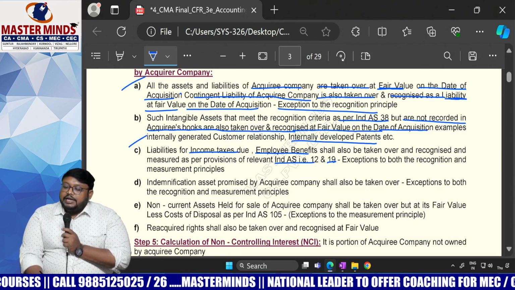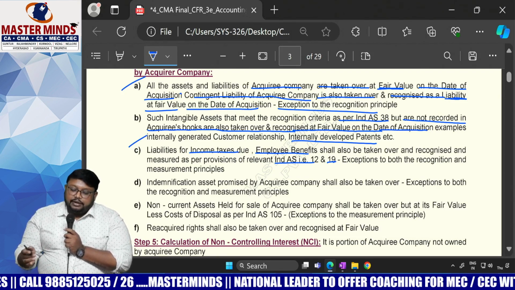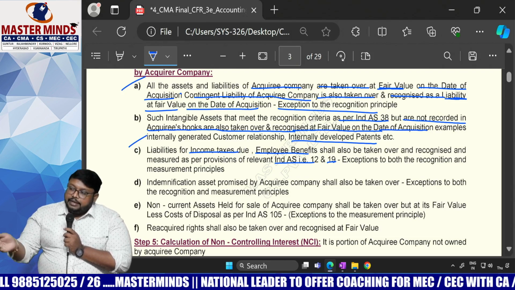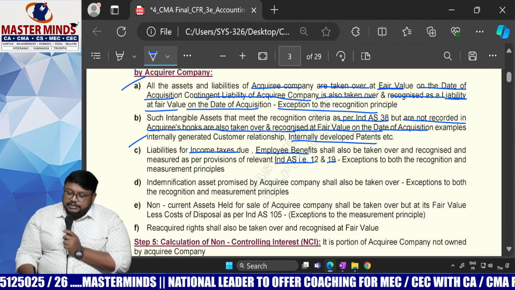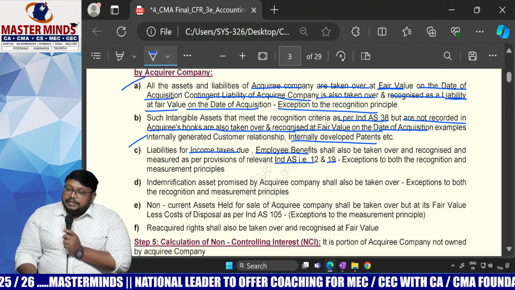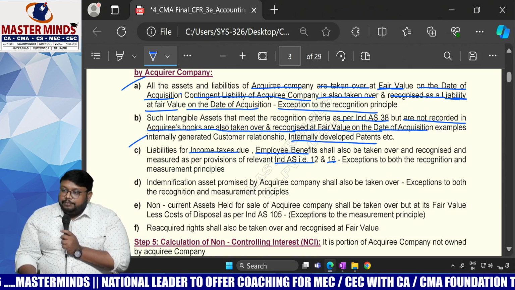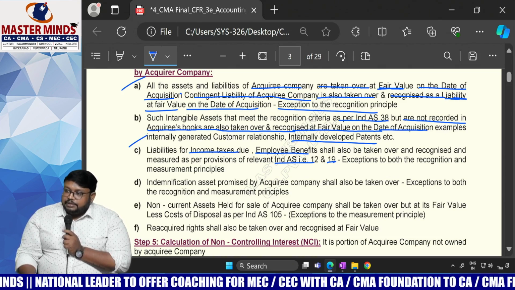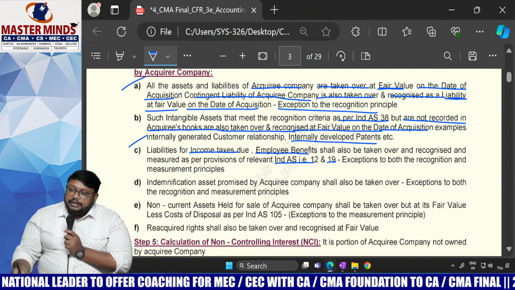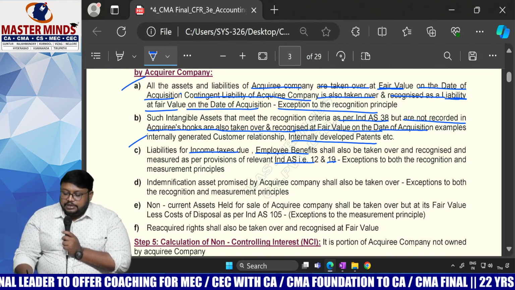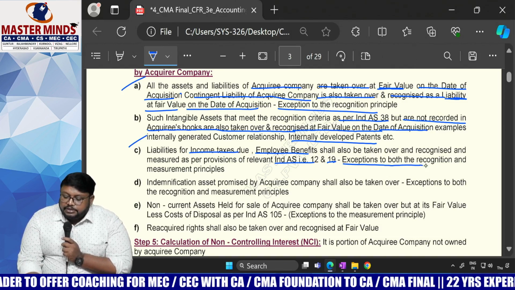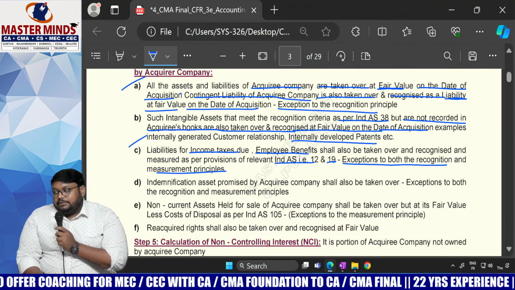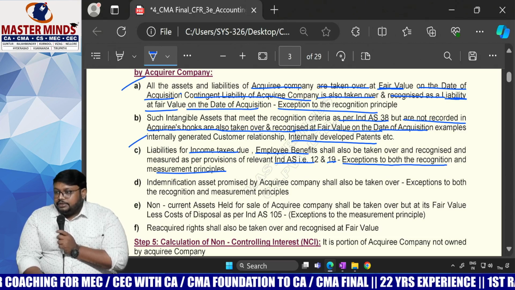As per Ind AS 12, how to do accounting for income tax due, the same way we are following here for the recognition. And as per Ind AS 19, how we are following for employee benefits, the same accounting we are applying in the business combination for the acquisition purpose. We are following some other accounting standards. So that is an exceptional principle, Nana. It is an exception for both recognition and measurement principle as per Ind AS 103.